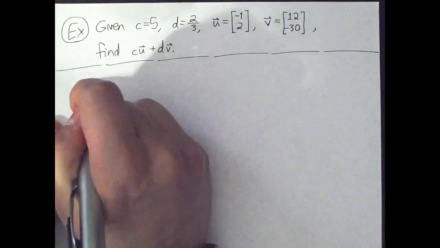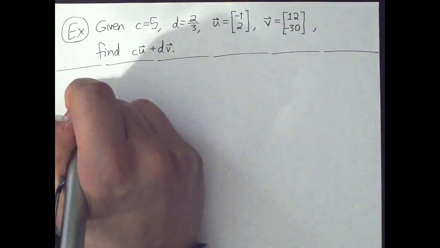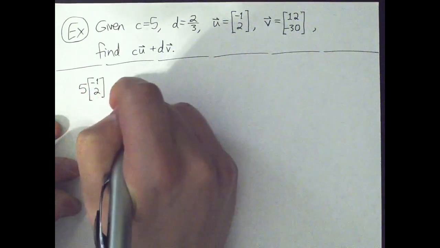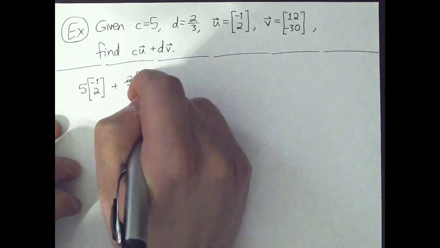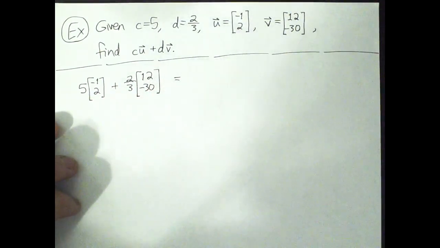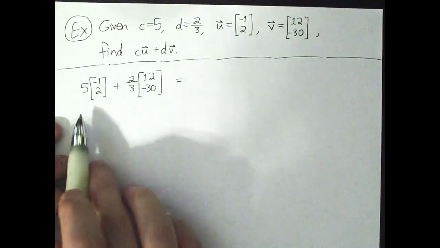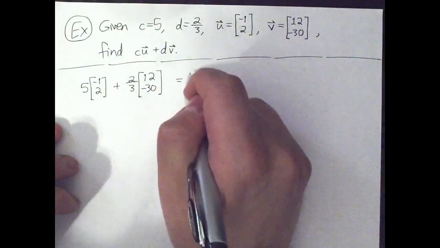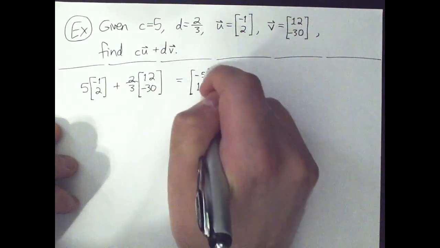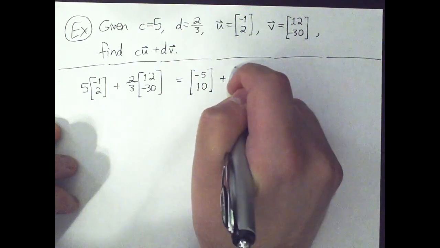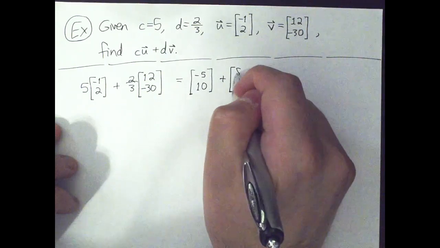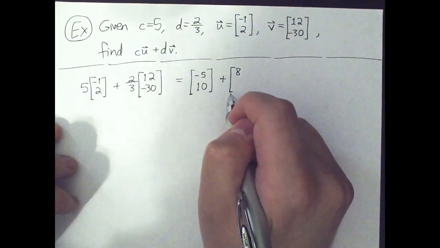All right, what have we got here? So cu plus dv would look like 5 times this vector plus 2/3 times this vector. And I said that we should try to simplify it. So what do we get here? Let's do the actual scalar multiplication. So 5 times the first vector gives us -5 and 10. And then 2/3 times the second vector, 2/3 of 12 is 8. 2/3 of -30 is -20.